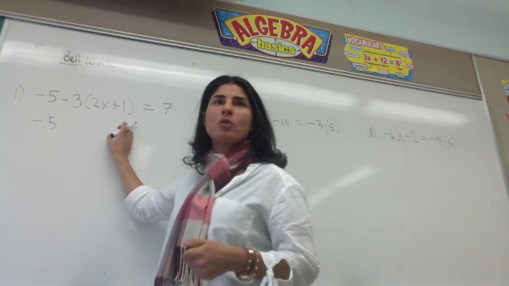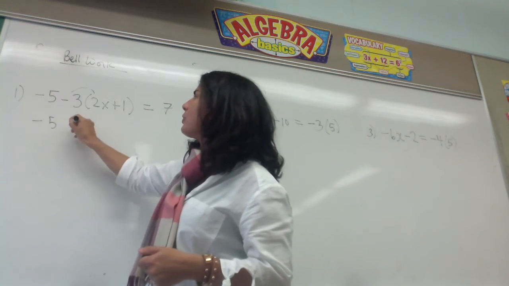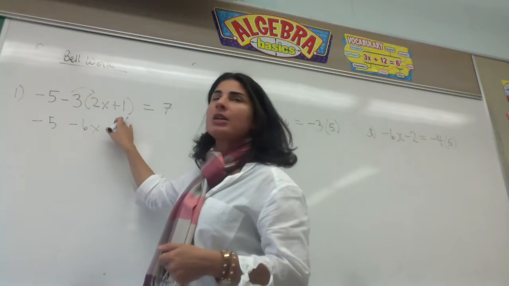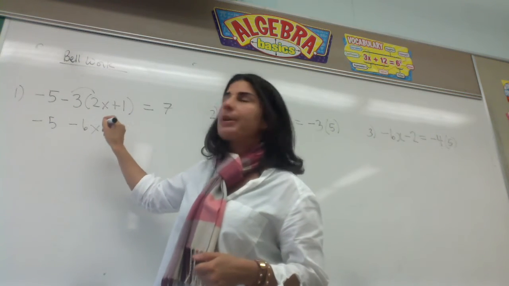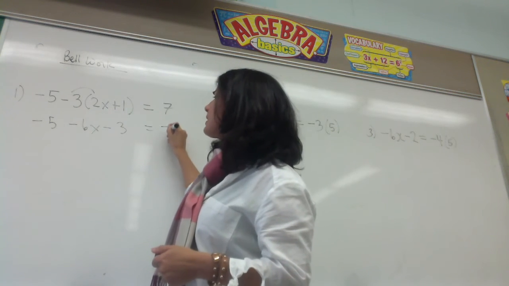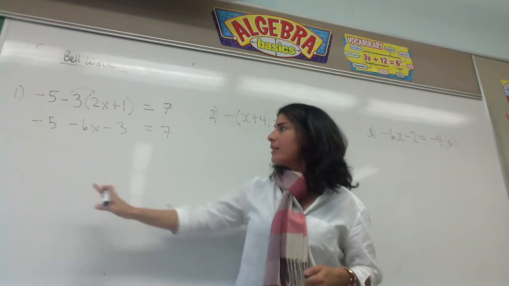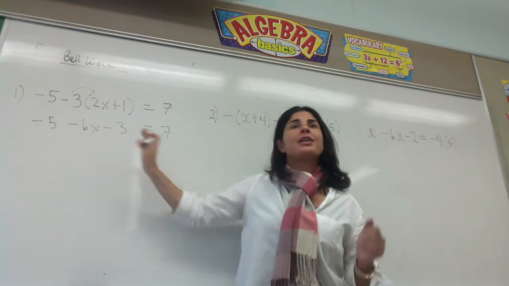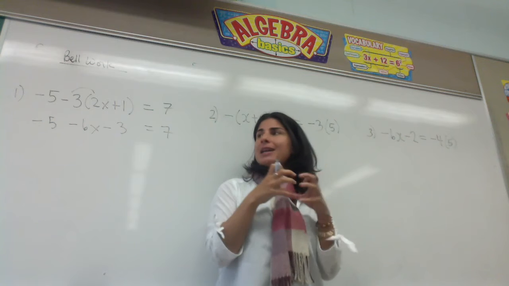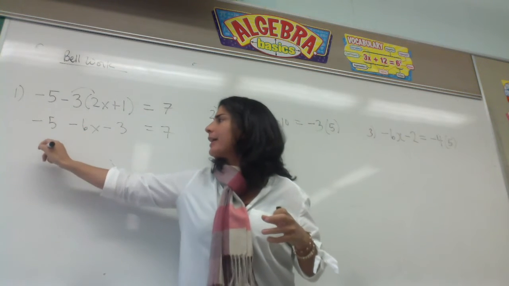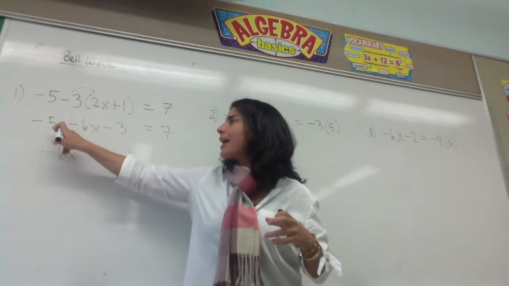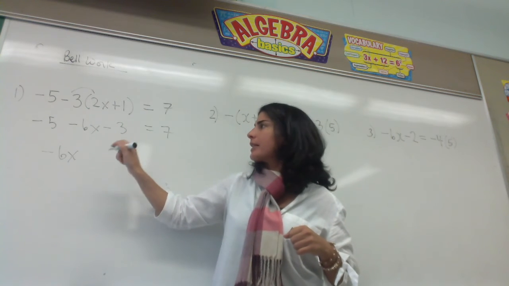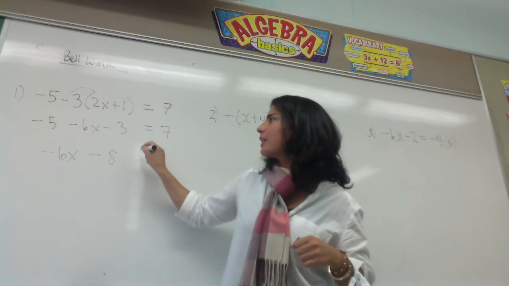So for now, the negative 5 comes down and waits patiently while I distribute the negative 3 to the 2x and to the 1. So negative 3 times 2 is negative 6x. Negative 3 times 1 is negative 3. Equals 7. I see that negative 5 and negative 3 can be combined as like terms.